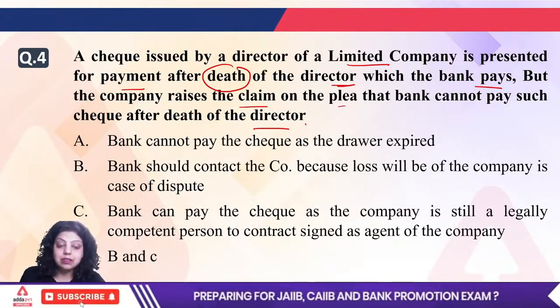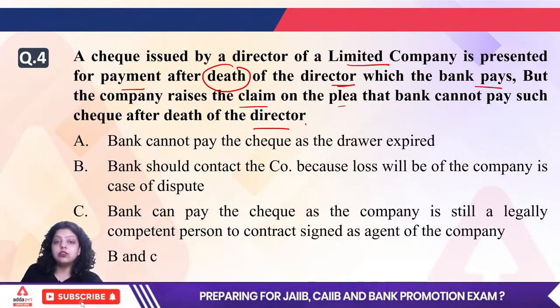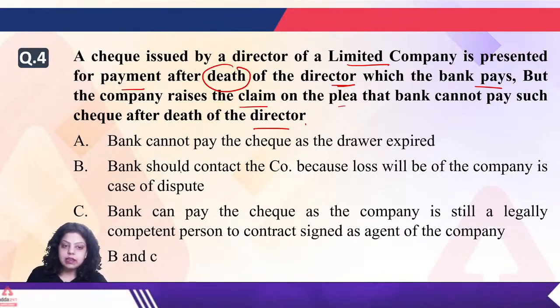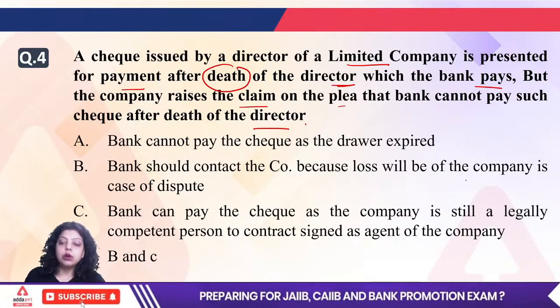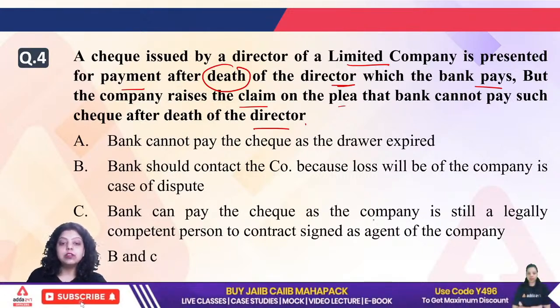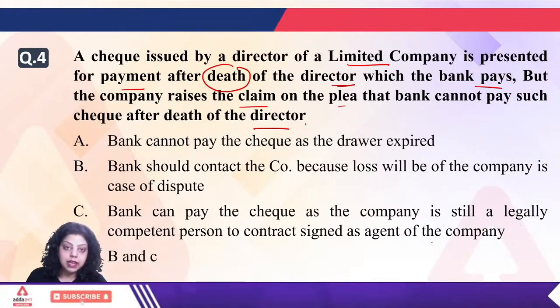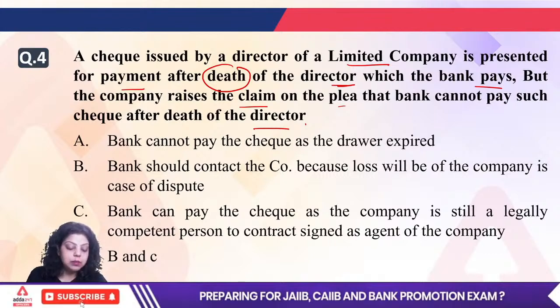Which of the following statements is true in context to when the death of the director happens? A says the bank cannot pay the check as the drawer expired. B says the bank should contact the company because the loss will be of the company in case of dispute. C says the bank can pay the check as the company is still a legally competent person to contract, signed as an agent of the company. And D says B and C.